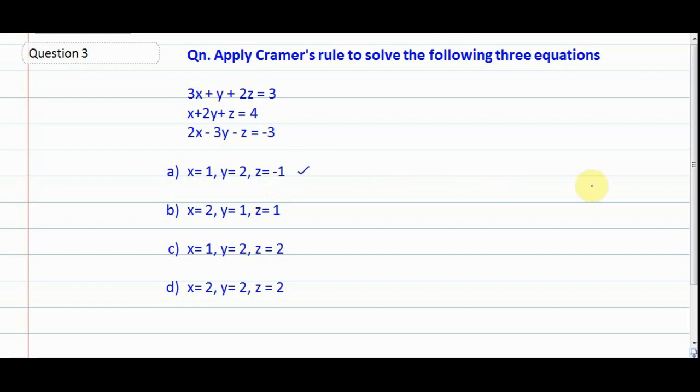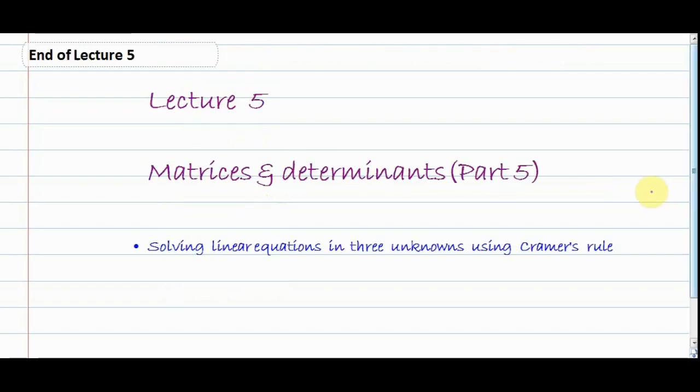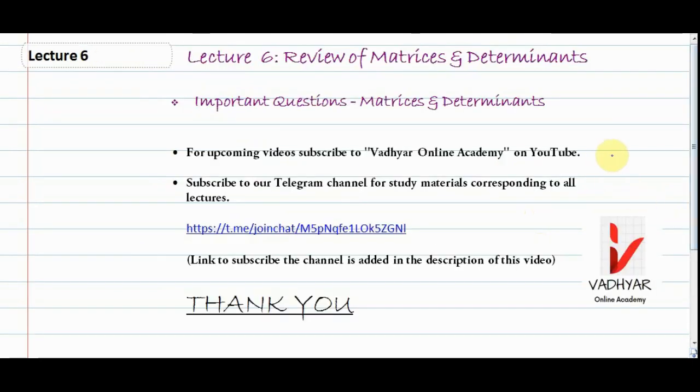Okay, so with this we are coming to the end of lecture 5. In lecture 5 we studied how to apply Cramer's rule to solve linear equations in 3 unknowns. In lecture 6 we will have a review of matrices and determinants. We will solve a few important questions from matrices and determinants, and with that we will wind up matrices and determinants, and from lecture 7 onwards we will start with the binomial theorem.